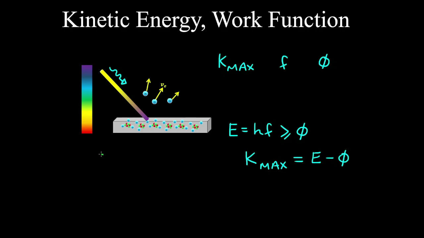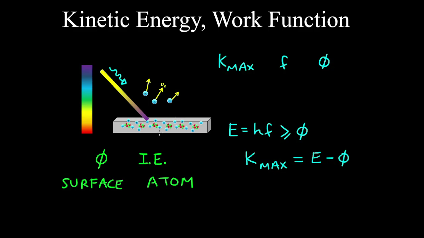Now note that the work function is qualitatively similar to the ionization energy, but it's not the same. So the work function is the amount of energy required to remove an electron from the surface of a material. So this is a surface property. Whereas the ionization energy is the energy required to remove the electron from an atom or molecule in a gaseous state.